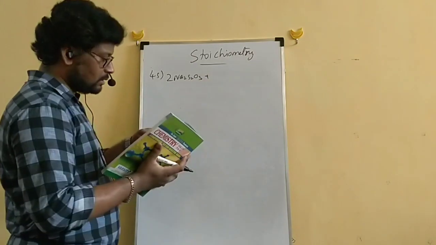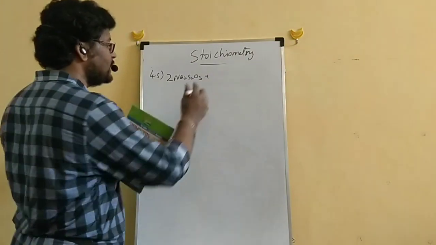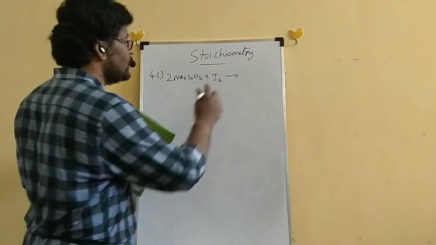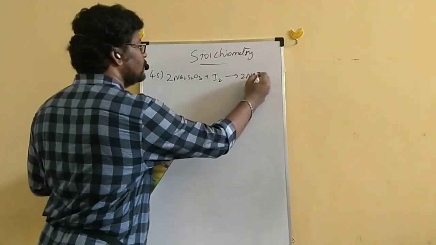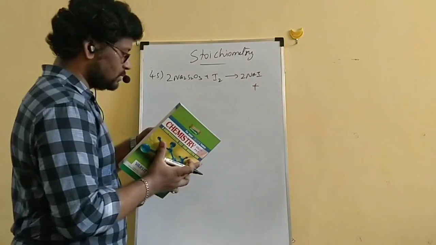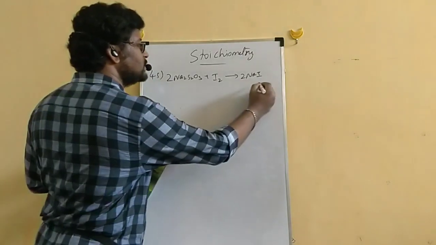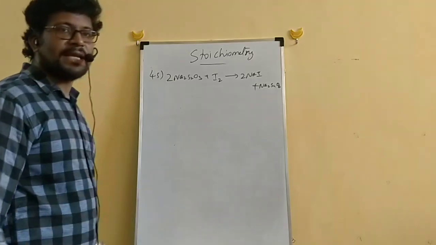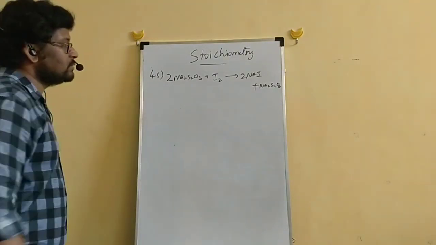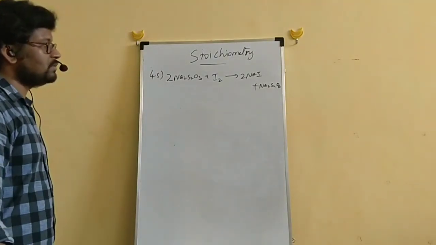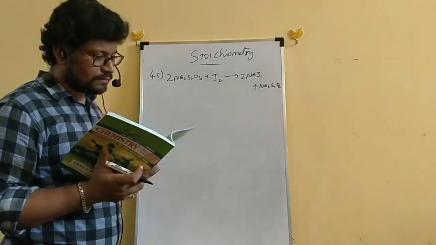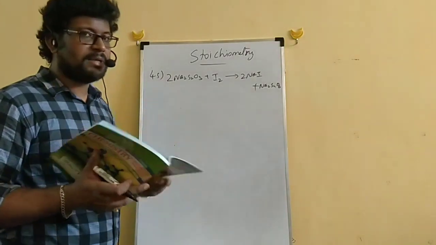2Na2S2O3 plus I2 gives rise to 2NaI plus Na2S4O6. This is the reaction they give: 2Na2S2O3 plus I2 gives rise to 2NaI plus Na2S4O6. Okay, they give simply M.